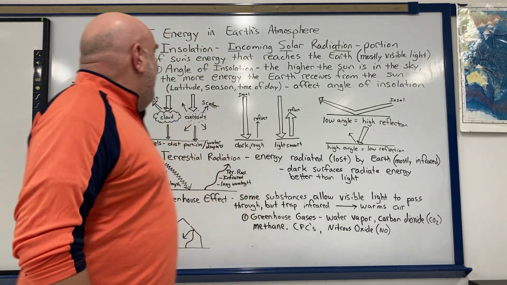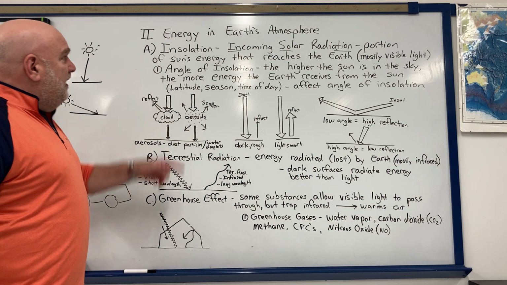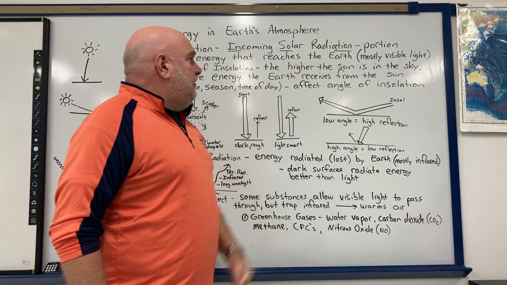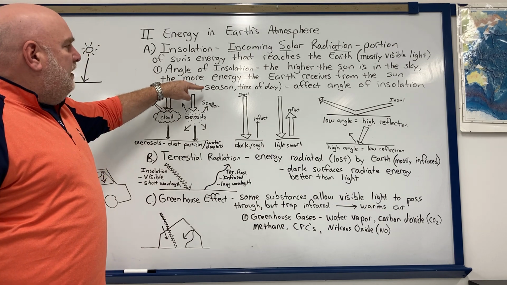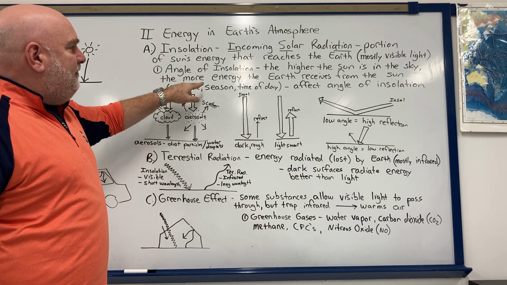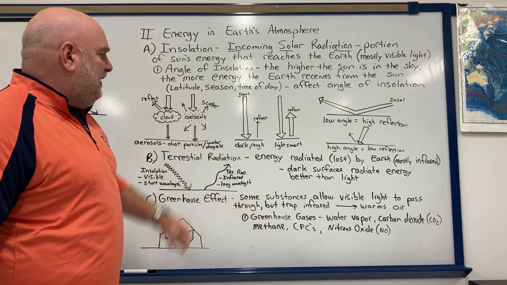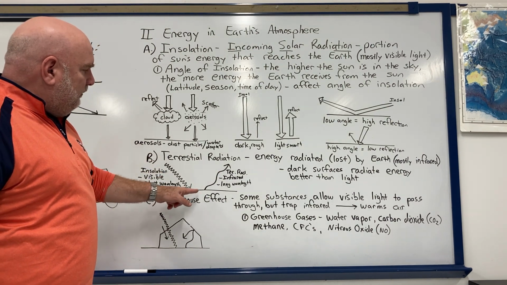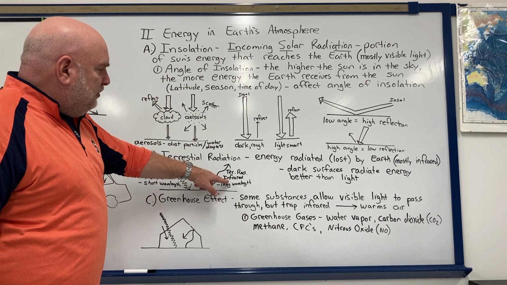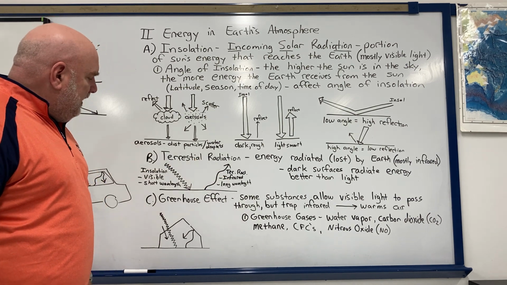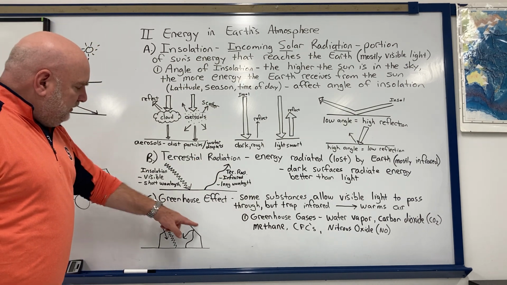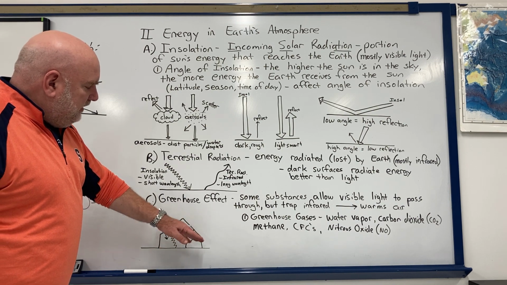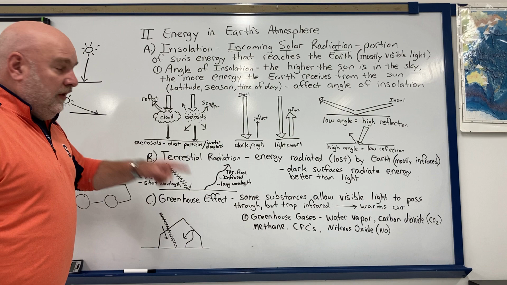All right, so that is energy in the atmosphere. Again, insolation is the energy we get from the sun. It's mostly visible light. How high of an angle it is in the sky is the main thing which determines how much insolation we get. Insolation hits the ground and is absorbed, and the ground gives off infrared energy that we call terrestrial radiation. Certain materials will let the visible light in but trap the infrared from leaving, and that warms it up inside. We call that the greenhouse effect.